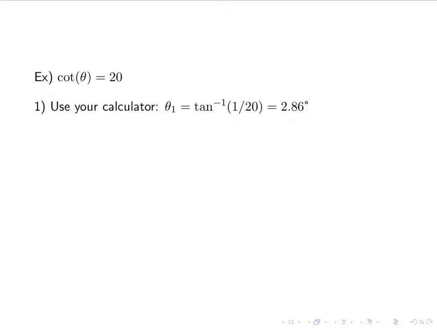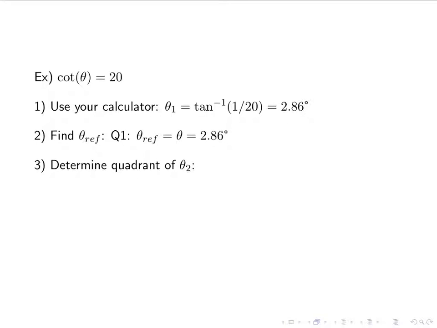It should be very, very small. Remember, tangent is equivalent to the slope. So whose angle has a slope of 1 over 20? That's a very small number. It's a very small slope. So it should be a very small angle. Okay, so 2.86 should make sense. Again, we need to find the reference angle. 2.86 is quadrant 1. So our reference angle is also 2.86 degrees.